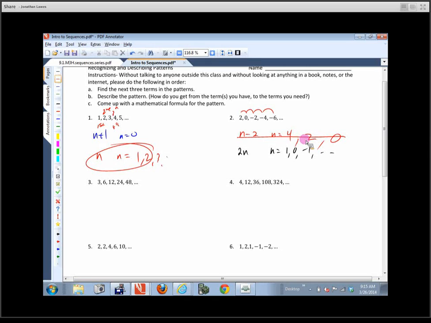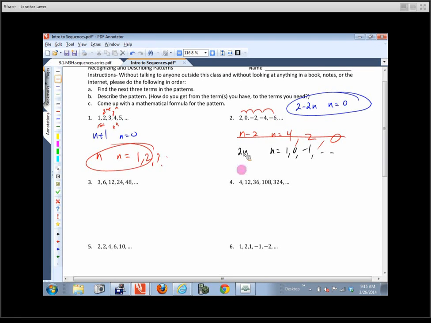Noah. Okay, Noah's got a formula where we start with 0. What's your formula? 2 minus 2n, and we're going to start with n equals 0. Okay? Well, let's see. If you plug in a 0, you get a 2. Then if you plug in a 1, you get a 0. If you plug in a 2, you get a -2. So does this work? This is pretty darn good. Can anybody make one that would work if we started with n equals 1?